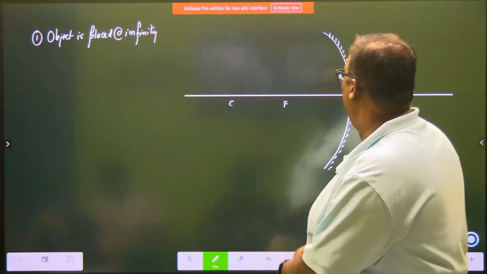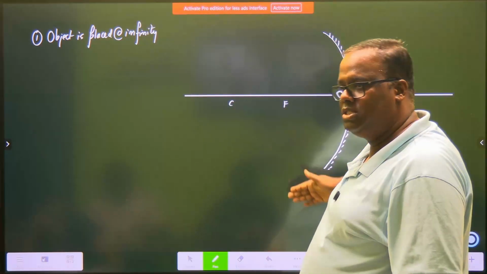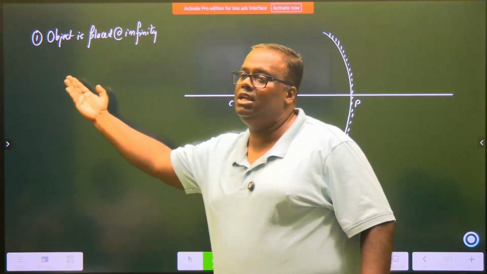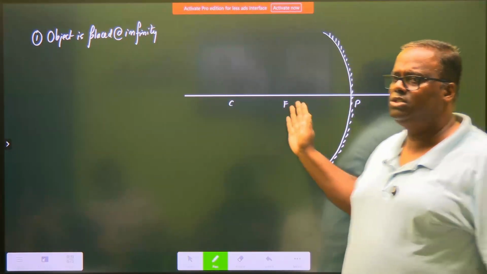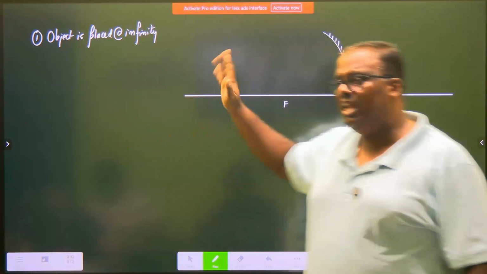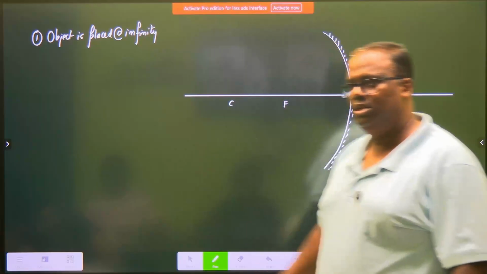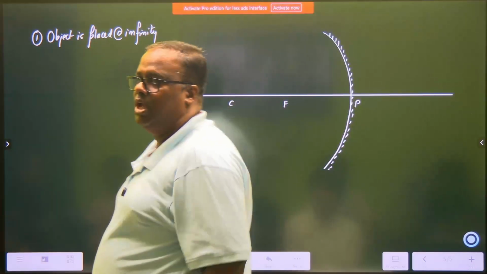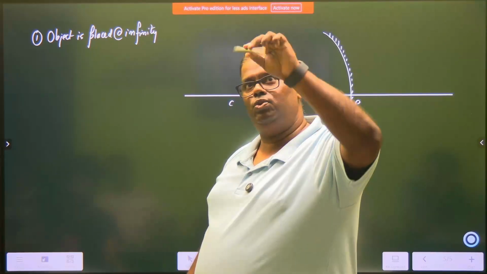Sir, why do you always draw the mirror on this side? Why don't you draw the mirror on this side? Well, the standard convention is incident rays will always travel from left to right, and the object is always in front of the mirror. In a lens, we can place it this side or that side, but the object is always in front, otherwise how will its image be formed, right? The object is always shown by a vertical arrow, and the object by default is always taken erect.